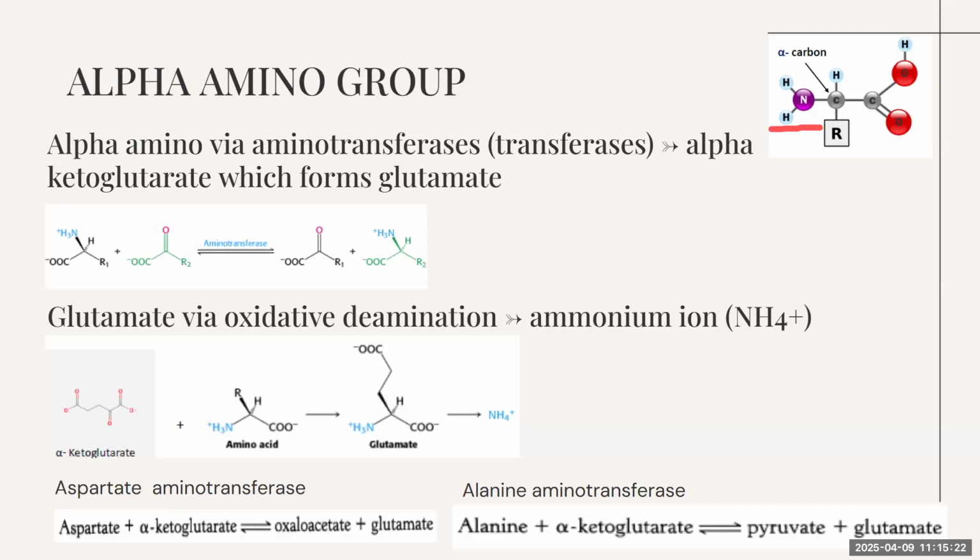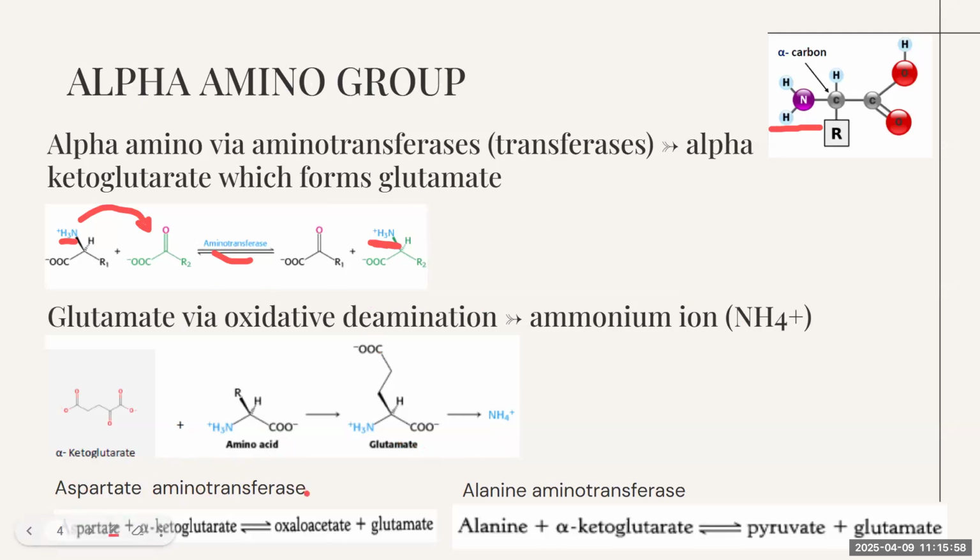These are big words, but what it basically means is that this amino group can be put here through an aminotransferase. And you can see this happening here, like it got added to this molecule. Now glutamate via oxidative deamination releases its ammonium ion. Again, same thing: alpha-ketoglutarate, amino acid, glutamate, ammonium.